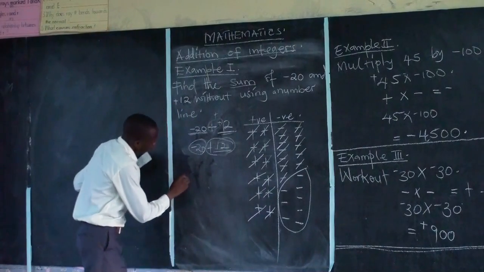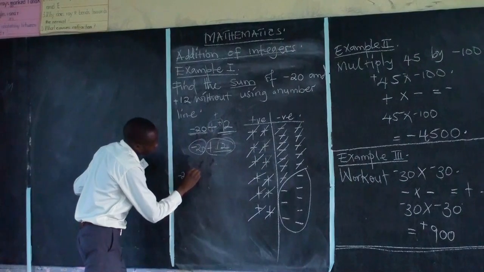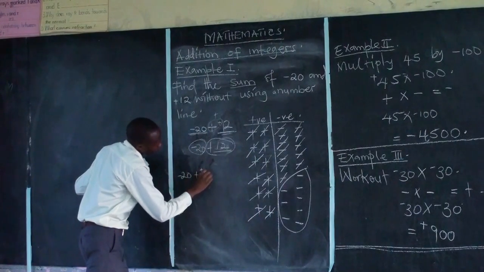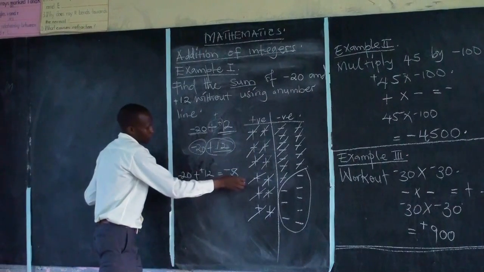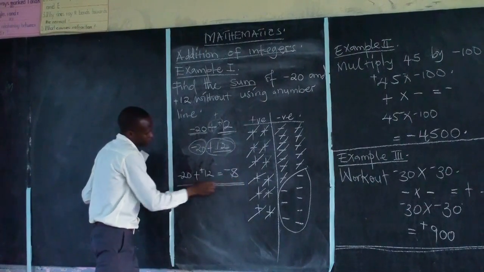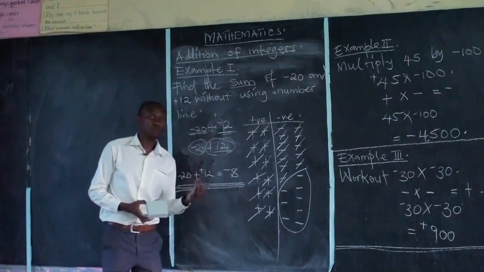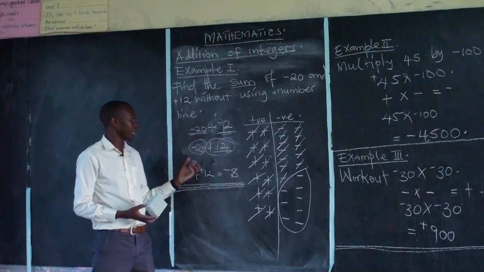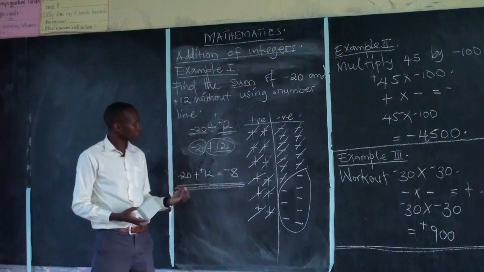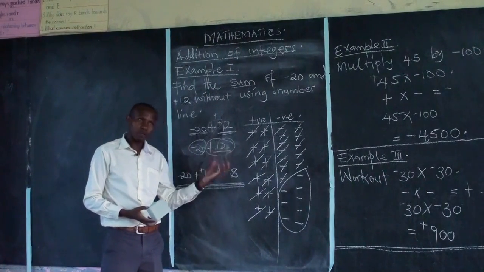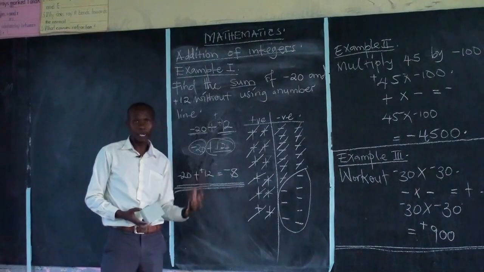Negative 20 plus positive 12 will give us negative 8. Then from there, I'll have to underline my answer. Meaning that, in simple terms, to understand this, it is just like saying somebody is demanding you 20 cows, but in actual sense, you have 12. So if you pay 12, that person will still demand you 8 cows.